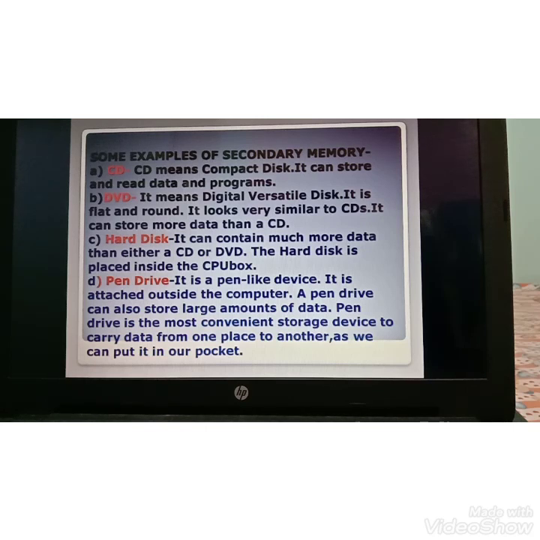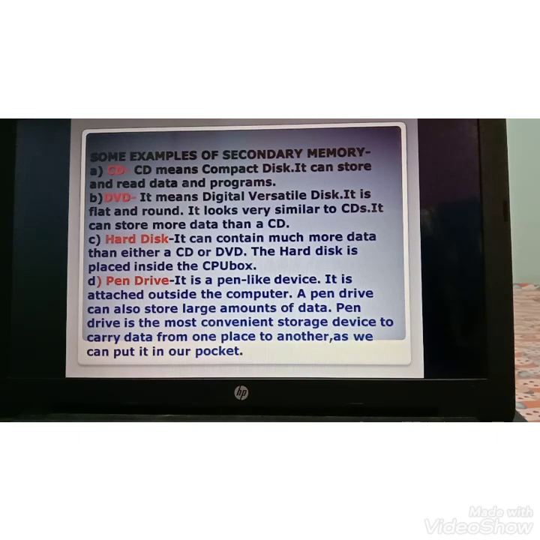Next, come to hard disks. It contains much more data than either a CD or DVD. That means a hard disk has large storage capacity. The hard disk is placed inside the CPU box. The hard disk is also known as a magnetic storage device. So CD and DVD are known as optical storage devices, and hard disk is known as a magnetic storage device.